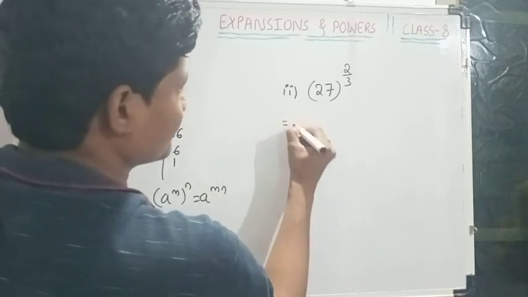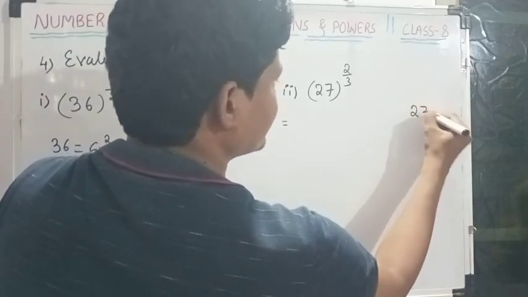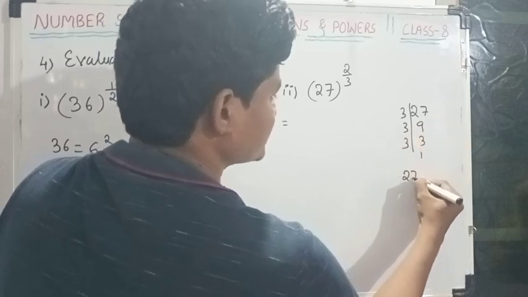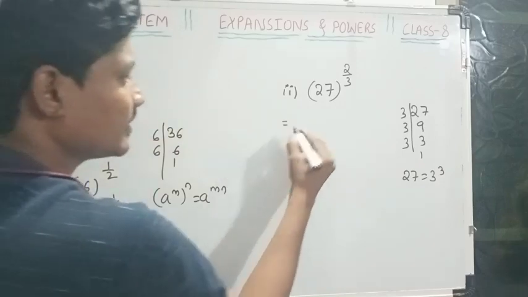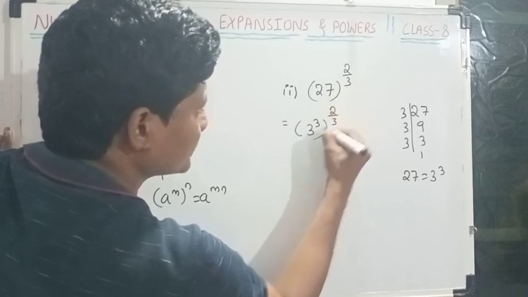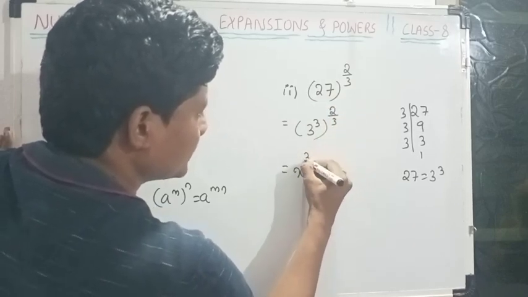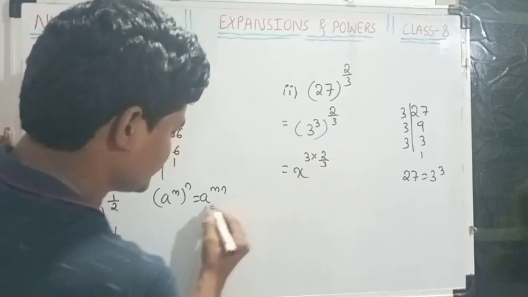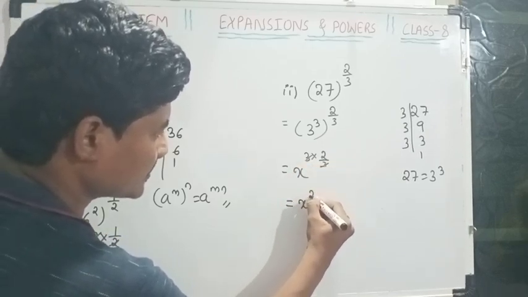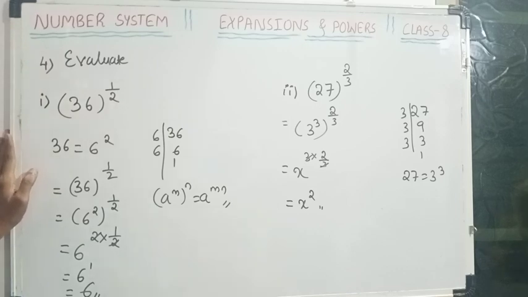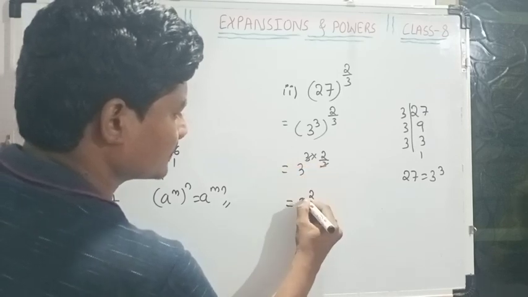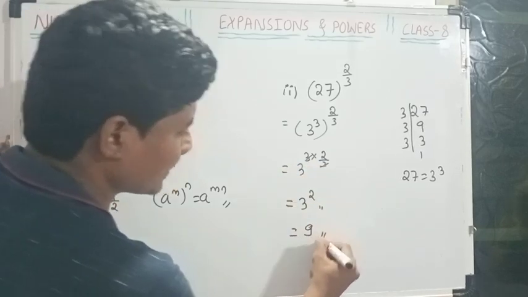Coming to this question, 27 to the power 2 by 3. 27 can be written as 3 3s are 9, 3 9s are 27, so 27 is equal to 3 cube. I'll write 27 as 3 cube to the power 2 by 3. I will write 3 into 2 by 3. I am using this law of exponent, (a to the power m) to the power n is equal to a to the power m into n. The 3 gets cancelled here, 3 to the power 2, 3 square is the answer. 3 square is 9.